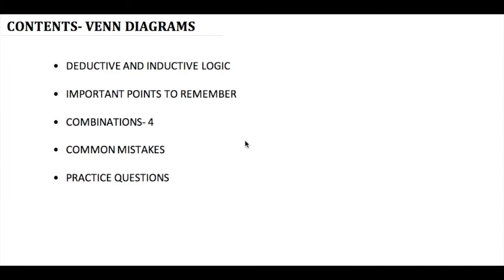Then we'll move on to certain important points which we need to remember in order to get these questions right. A total of 4 combinations have been made by me which cover the entire Venn diagrams based questions which are asked in RBI examination. We'll understand how those 4 combinations work. Then we'll move to common mistakes we make while solving these kind of questions. And we'll understand the entire theoretical framework through certain practice questions.